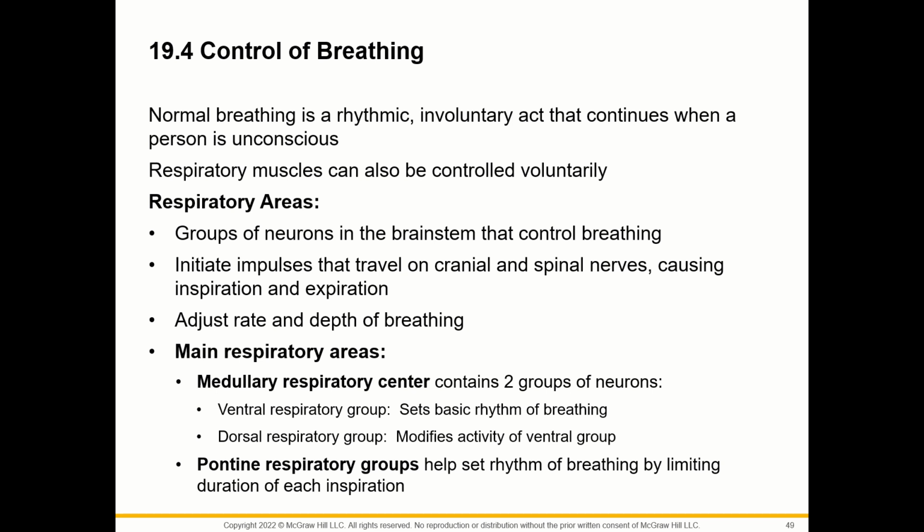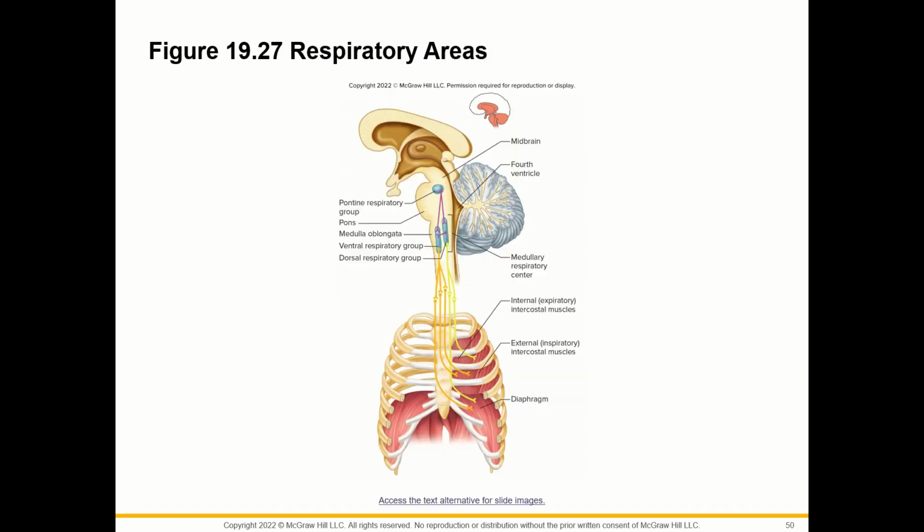So the medullary respiratory center contains two groups of neurons. You have the ventral respiratory group, which sets the basic rhythm of breathing, and then you have the dorsal respiratory group, which modifies the activity of the basic respiratory group. The pontine respiratory group helps set the rhythm of breathing by limiting the duration of each inspiration.